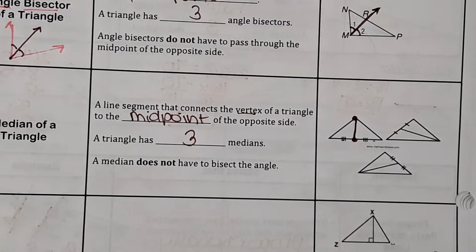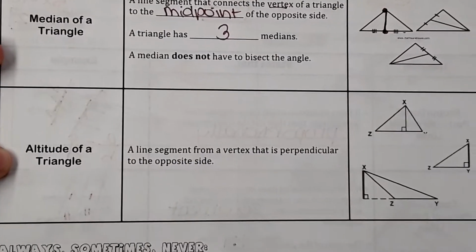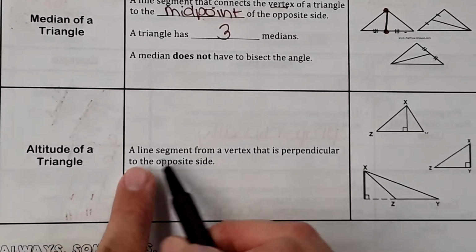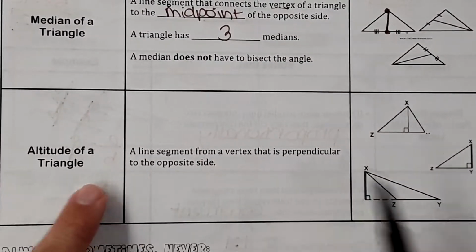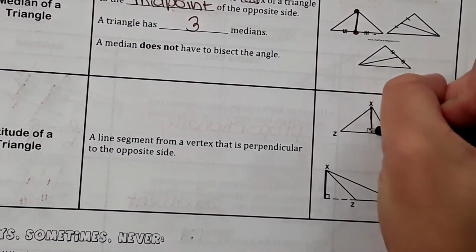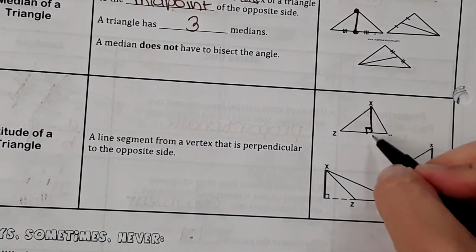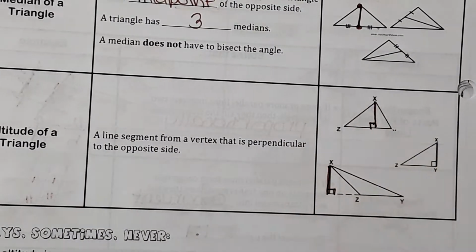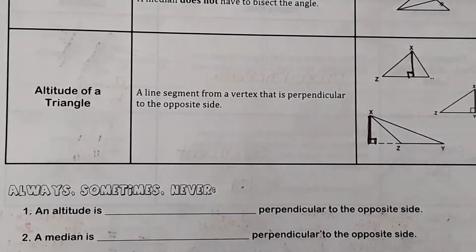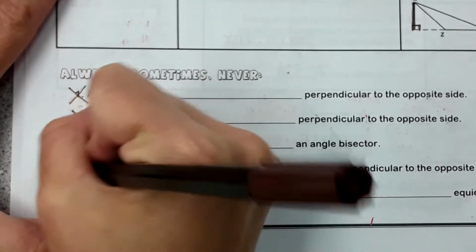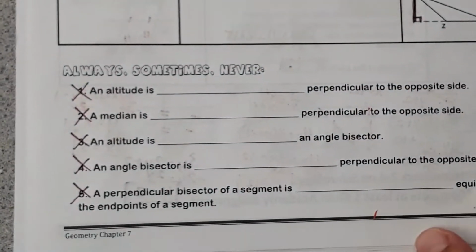Okay, then altitude of a triangle is next. Altitude is the height of a triangle. Here it says it's a line segment from a vertex that is perpendicular to the opposite side. So here it shows the perpendicular height of the triangle. Sometimes it's inside the triangle, sometimes it's outside the triangle, but as long as it's a perpendicular height, that is your altitude. You have these statements down here. We're going to skip these just to shorten the lesson a little bit and move to the other side.